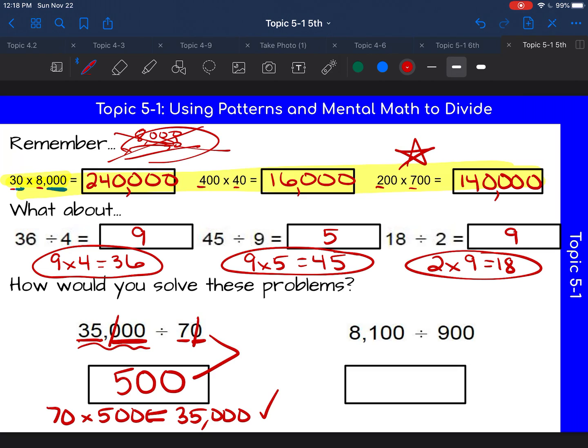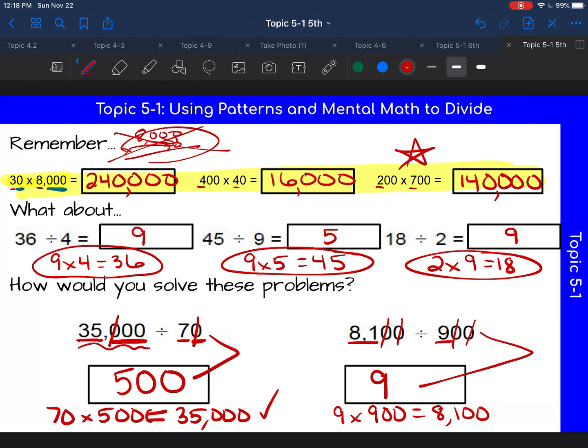8,100 divided by 900. What is my basic fact in this problem? It's 81 divided by 9. So 81 divided by 9 is 9. And again, I'm going to subtract my zeros. So the way that I subtract it is I cancel out the zeros they have in common. So 1 zero here, 1 zero here, they cancel out. 1 zero here, 1 zero here, they cancel out. So do I have any extra zeros left over? No. So my answer is 9. And again, I can double check by multiplying 9 times 900. Do I get 8,100? Yes, I do.